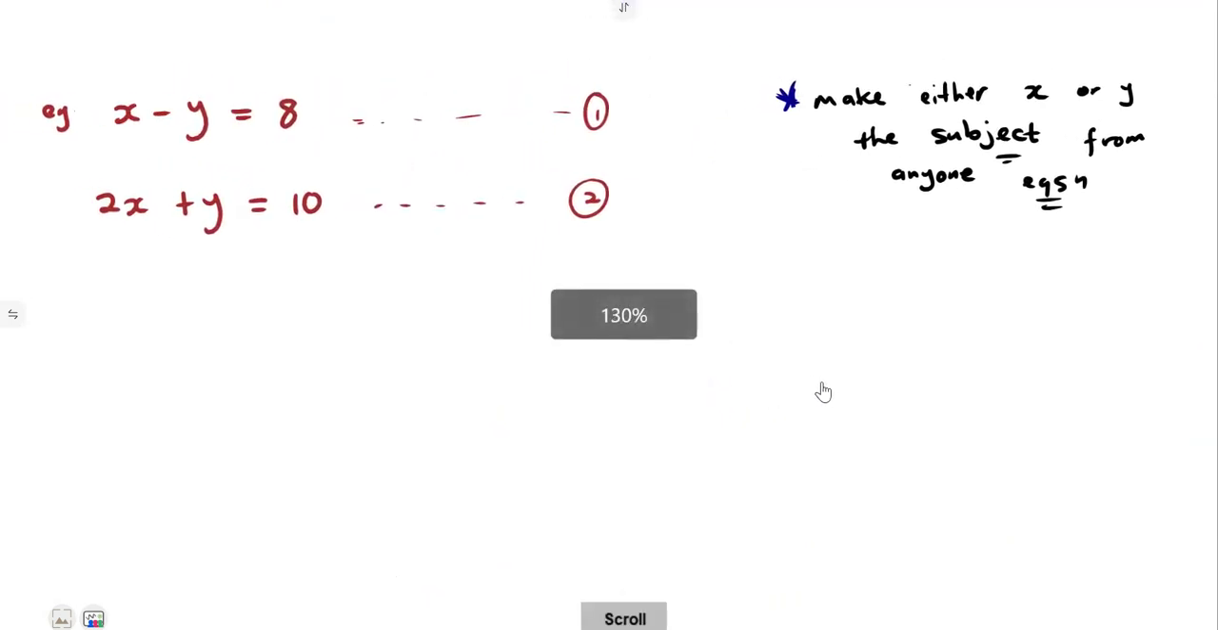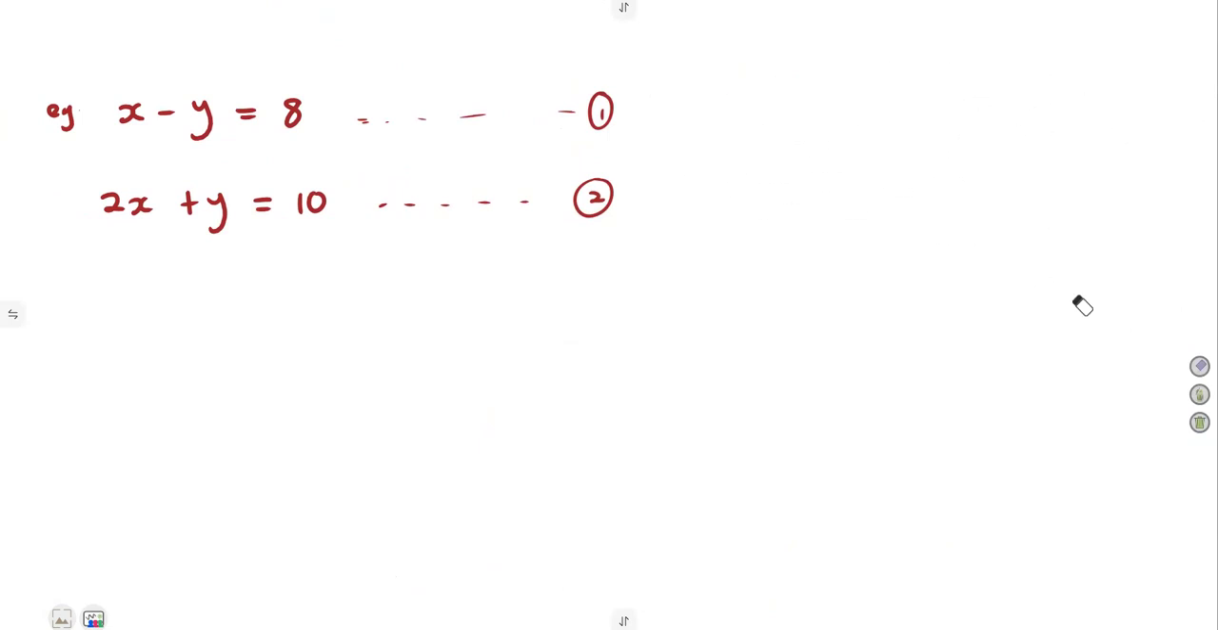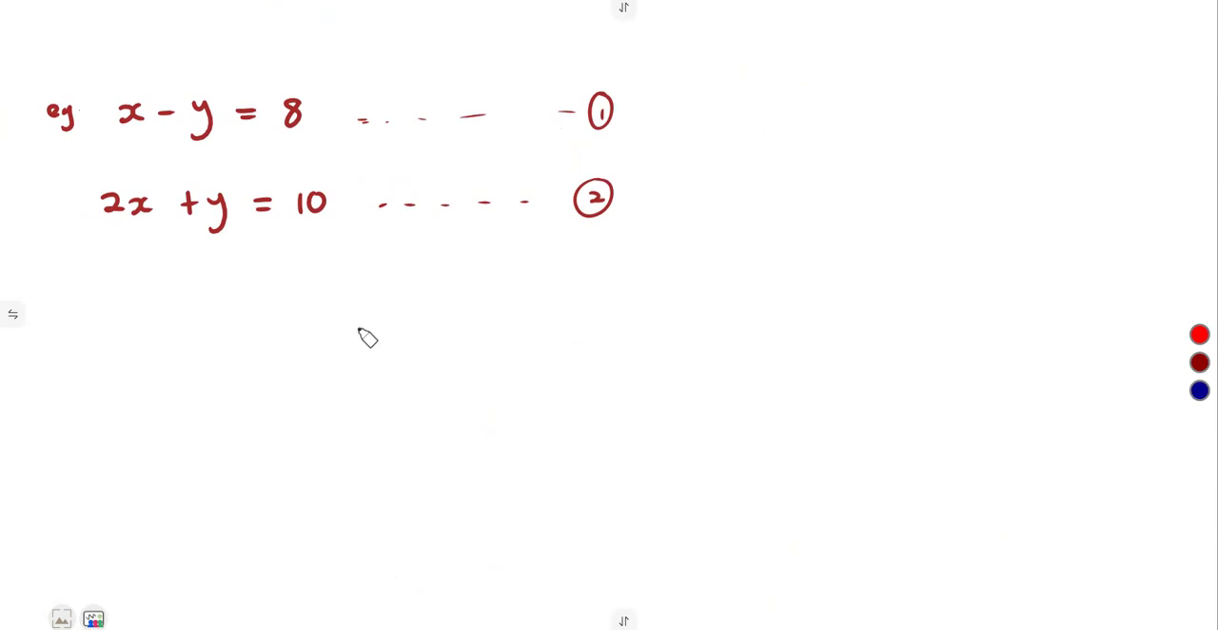Let me try to explain it this way so that we can understand what is happening here. Another way of solving such equations, still under the substitution method. Under the substitution method, you can make x the subject from both equations, or make y the subject from both.